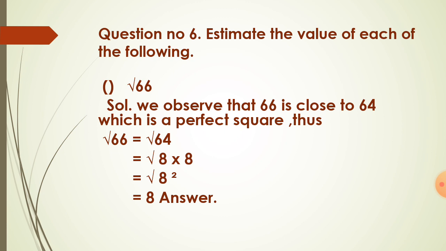How to solve it? We observe that 66 is close to 64. 66 cannot have a whole square root, so we look at the nearest number which will become a perfect square. So 64 is a perfect square. Thus 66 is approximately 64. 8 squared is 64, and the square root cancels the power of 2. The answer will be 8.